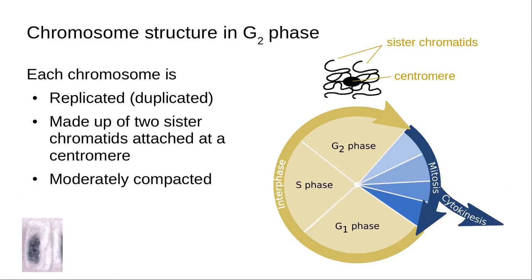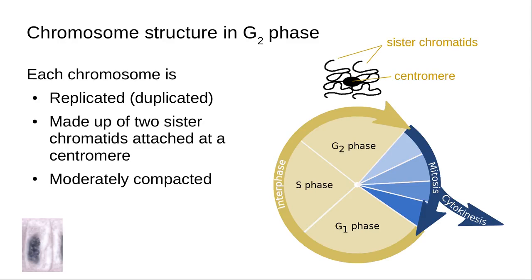At the end of S phase, and throughout G2 phase, each chromosome is made up of two identical molecules of DNA and their associated proteins. You may hear these referred to as replicated, duplicated, or double chromosomes. Each molecule of DNA in a replicated or duplicated chromosome is called a sister chromatid, as shown here. Here you see one sister chromatid, and this is the second sister chromatid. The molecules of DNA are attached together at the centromere, which includes proteins that help keep the chromatids attached.